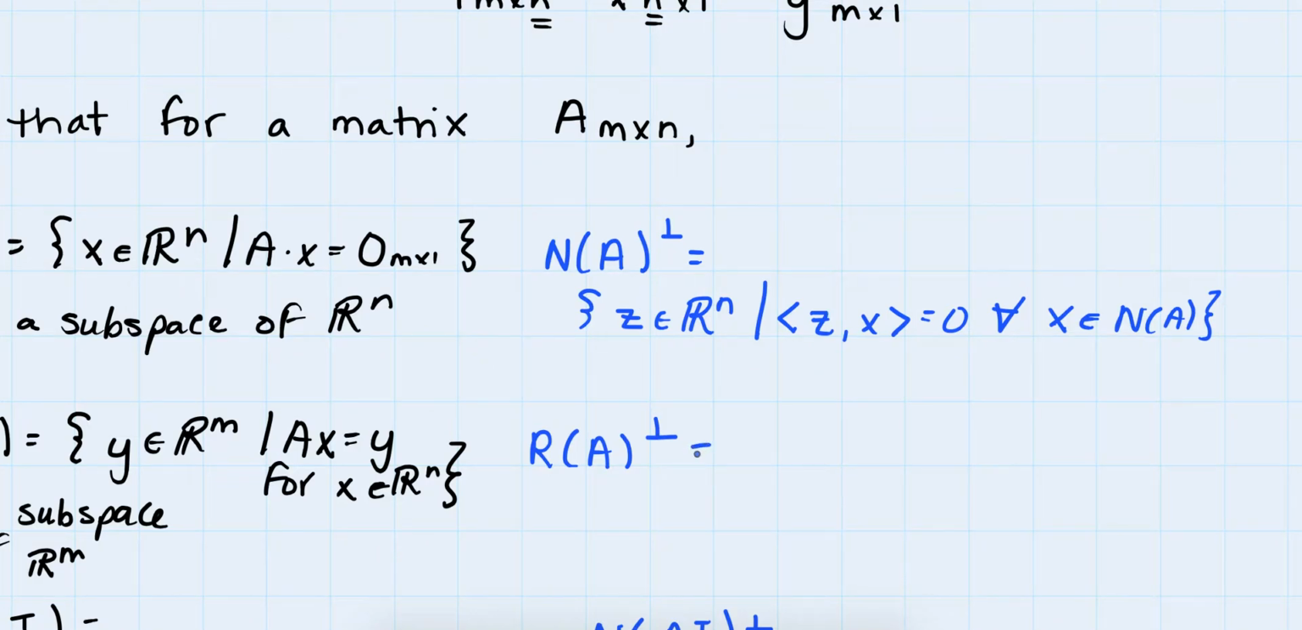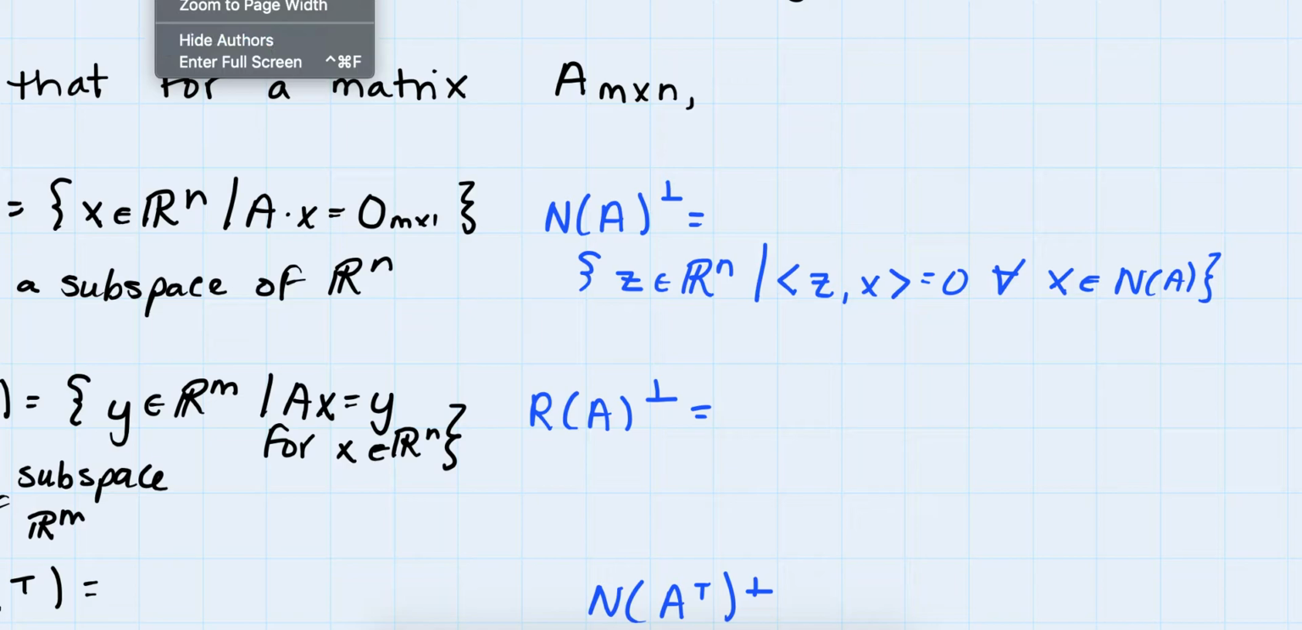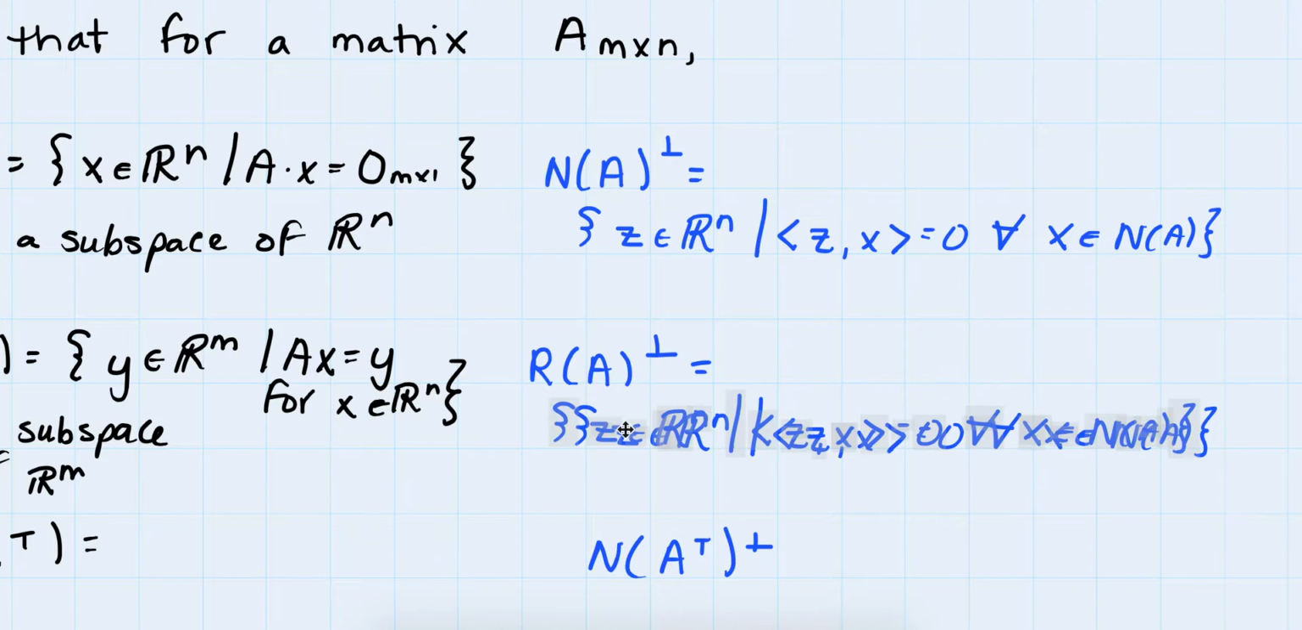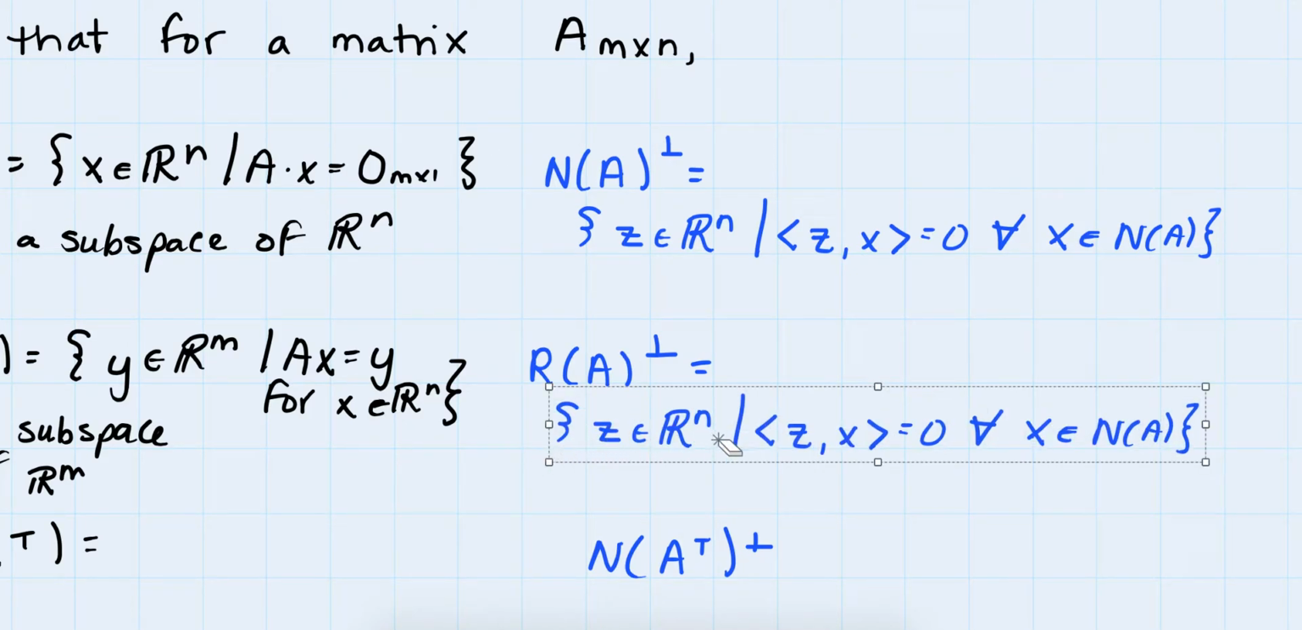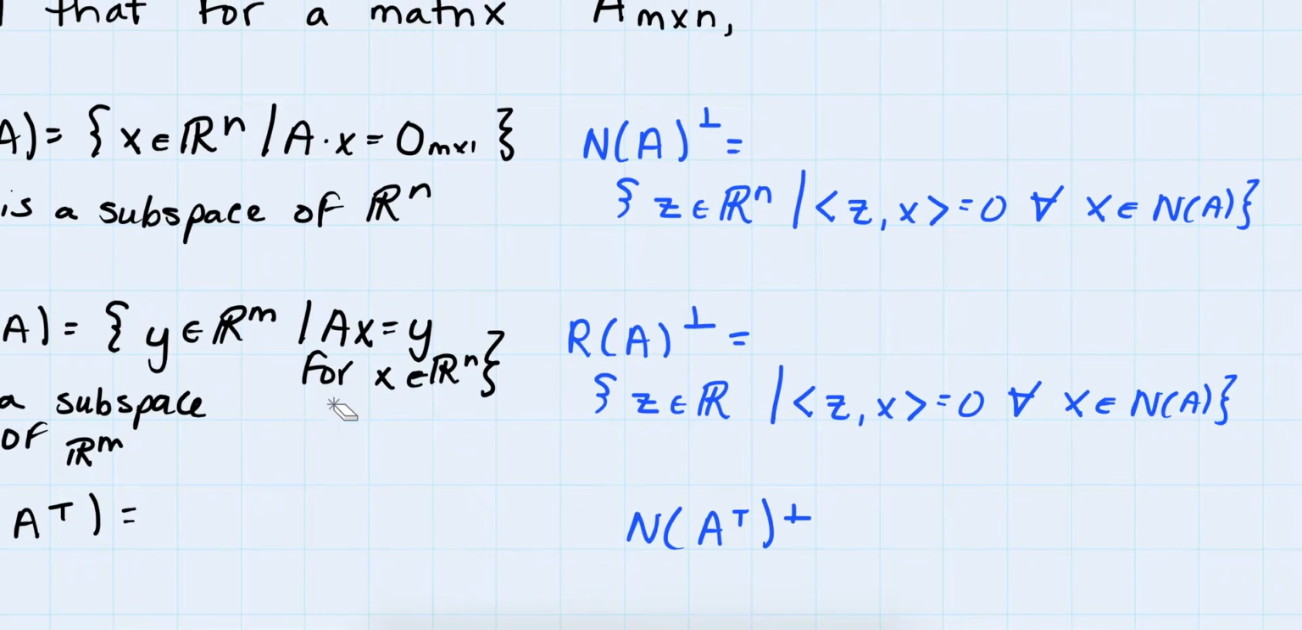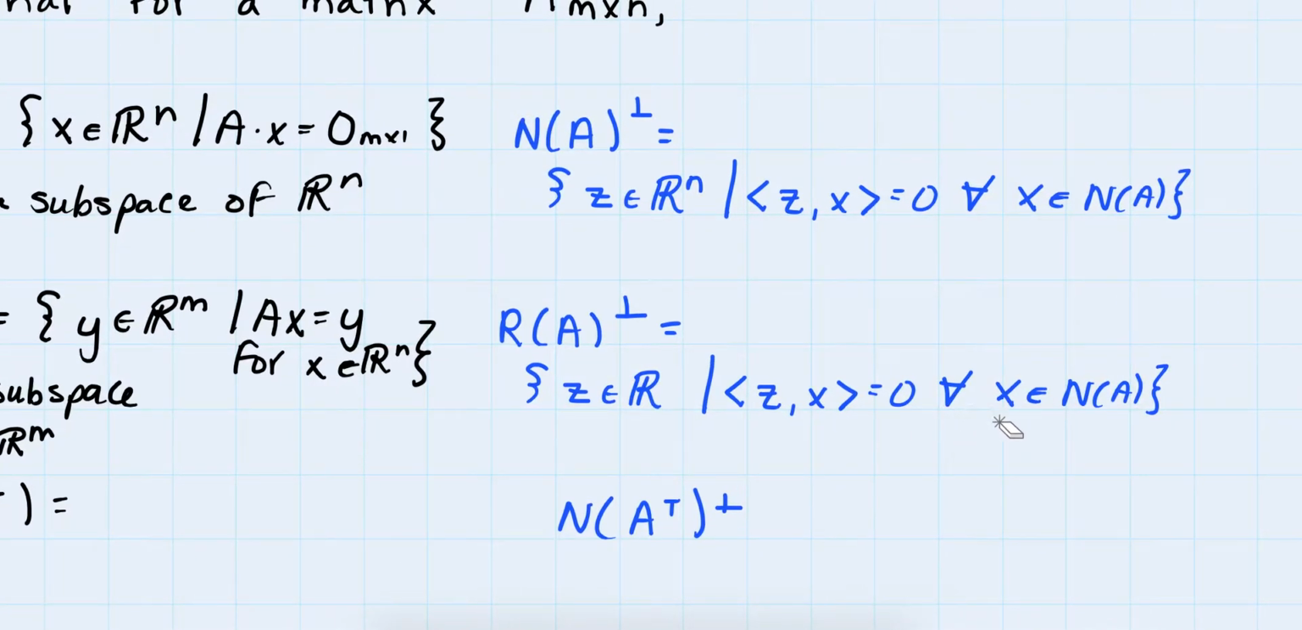Now the orthogonal complement of the range is very similar. In fact, I can just copy this and stick that right here. The only difference I have to make is I can say it's the set of all z's in Rm, because the range is a subspace of Rm, such that z with x is equal to 0 for all x in the range. Okay?